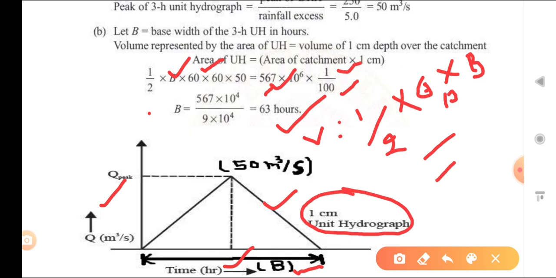Okay, so that's it for today. In the next lecture we will discuss the summation curve or S curve method.